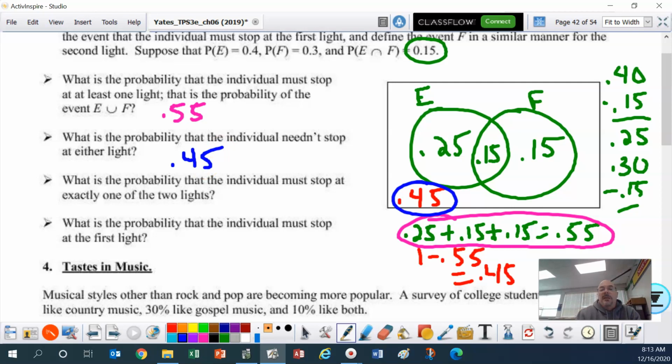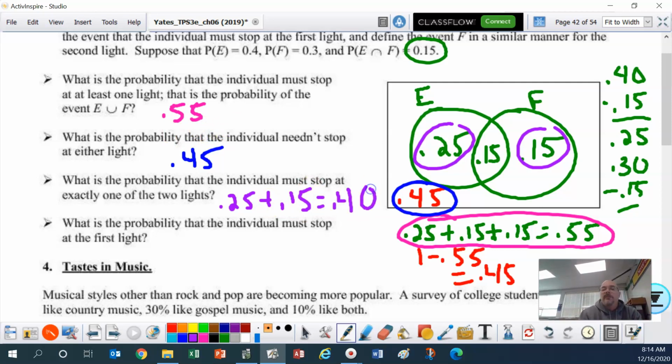What is the probability the individual must stop at exactly 1 light? Well, exactly 1 light would be the E or F, but not both. So that would be the 0.25 plus the 0.15. And that would be 0.40, I believe. What is the probability that the individual must stop at the first light? Well, that's the 0.25.